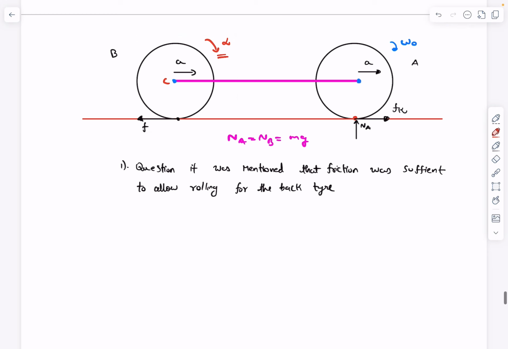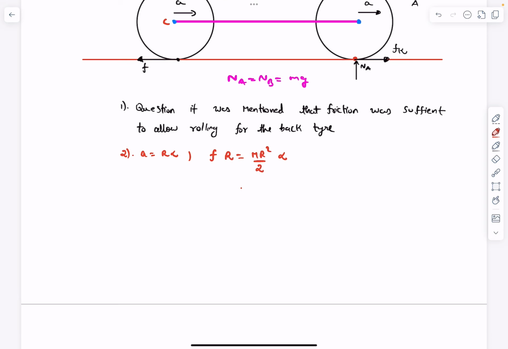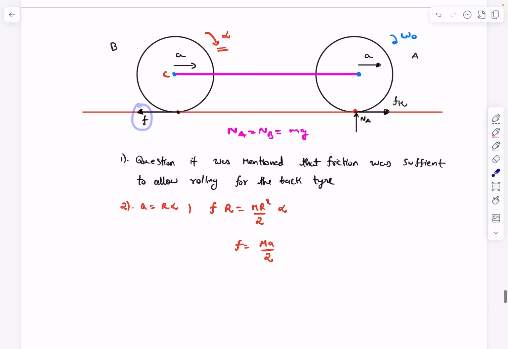As it is rolling, we can say the acceleration A is equal to R alpha. Now we can use the torque equation. Friction has a clockwise torque about the center of mass, so friction F multiplied by the radius equals the moment of inertia about the central axis times alpha. Writing alpha as A by R and cancelling out the R's, we get F equals mA by 2. Once we know friction Fk, we clearly know it is just mu times NA, and NA was equal to mg, so this is just mu mg.